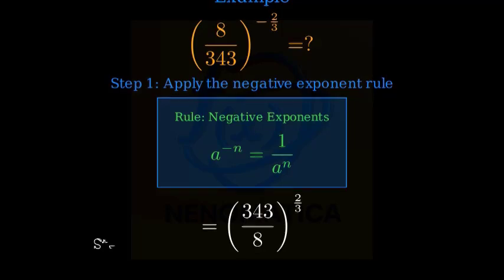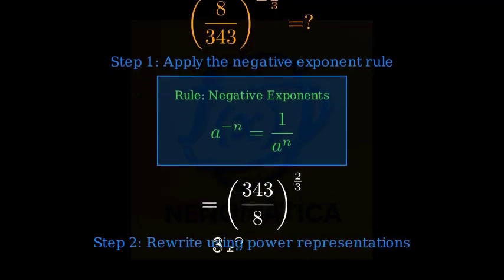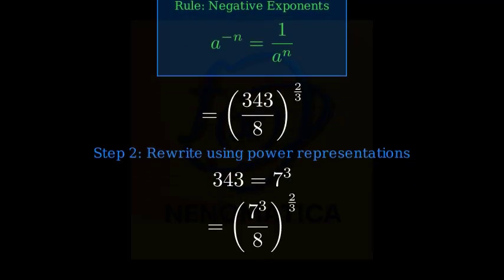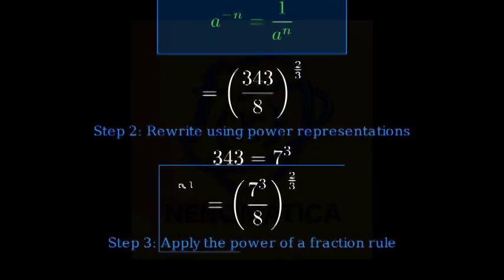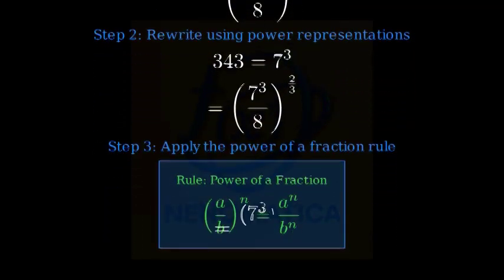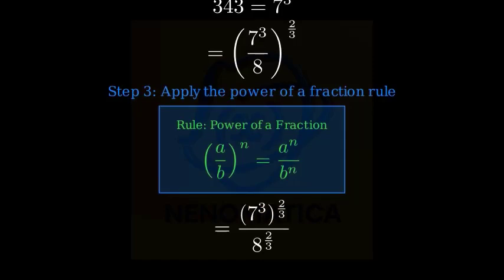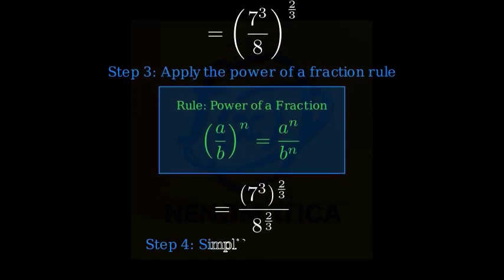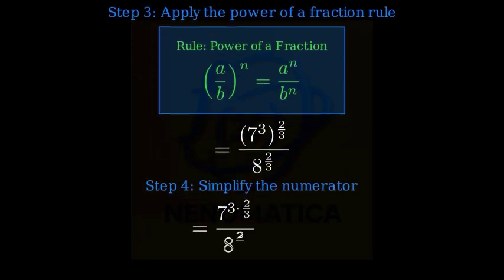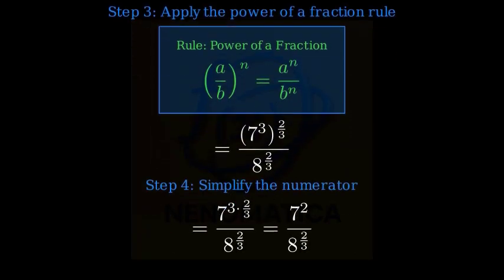Now, to simplify this expression further, let's recognize that 343 is 7 cubed, and we can express the fraction in terms of powers. We can rewrite this expression using the power of a fraction rule, which gives us 7 cubed to the 2/3 over 8 to the 2/3. Now, let's simplify the numerator. We apply the power-to-power rule. 7 cubed raised to the 2/3 power equals 7 raised to the power of 3 times 2/3, which is 7 to the power of 2.